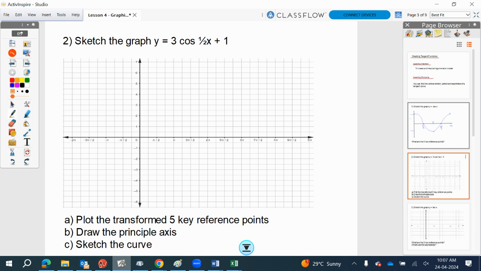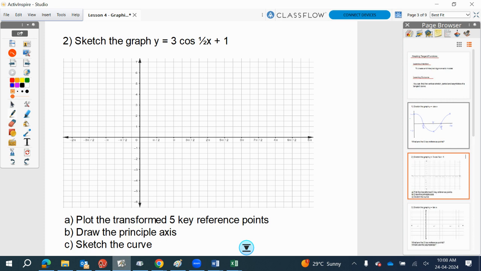Let me show 2 techniques for this one. One when we're drawing it on graph paper, and one when we're just sketching it on blank paper. Slightly different approach. The first thing you need to do is examine what the transformations are. You should be able to do this very easily at this point in the course. We have a vertical shift of 1. We have a vertical stretch of 3.